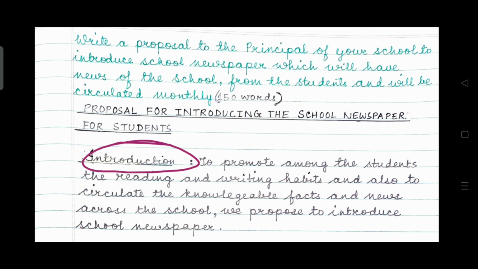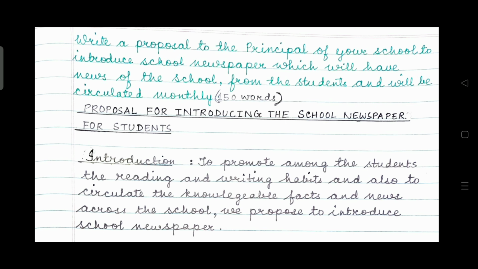Next, leave one line and write introduction. Here again, if your teacher has not asked you to do so, no worries, don't write introduction. If you feel that your teacher has mentioned it, write the term introduction and start writing the introduction. To promote among the students the reading and writing habits and also to circulate the knowledgeable facts and news across the school, we propose to introduce a school newspaper.